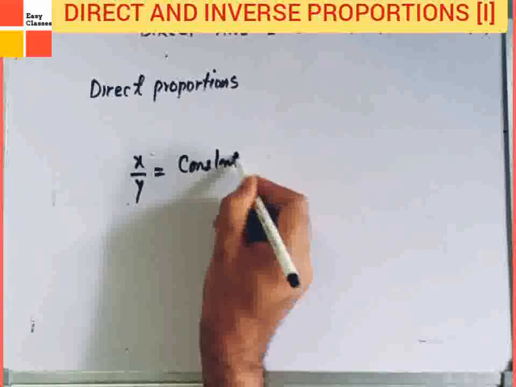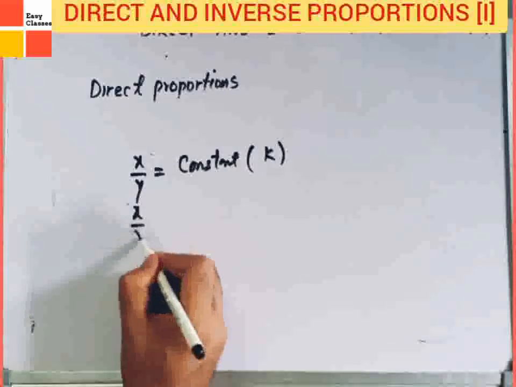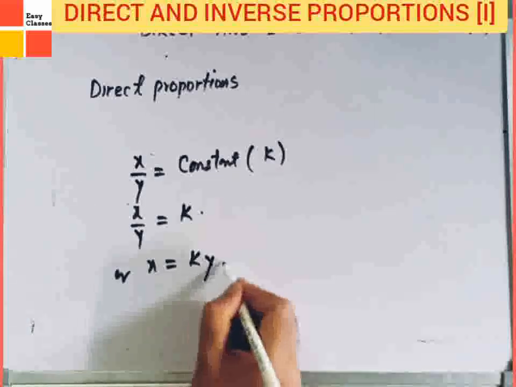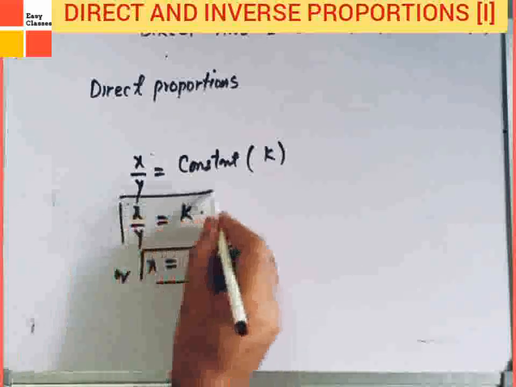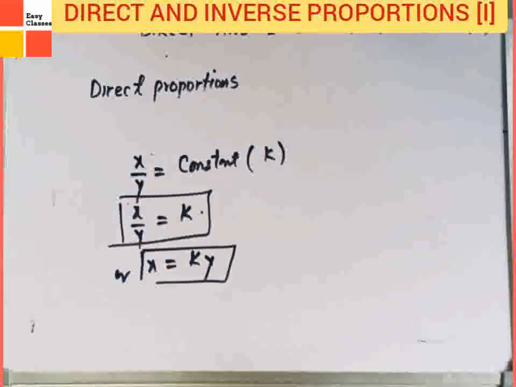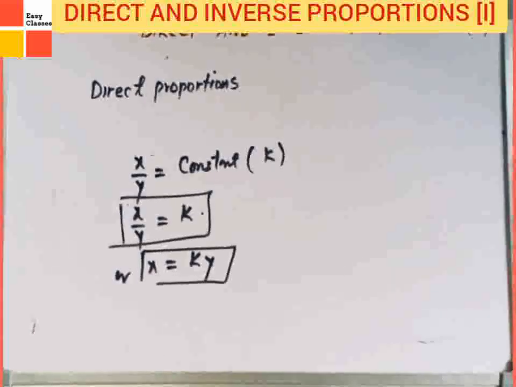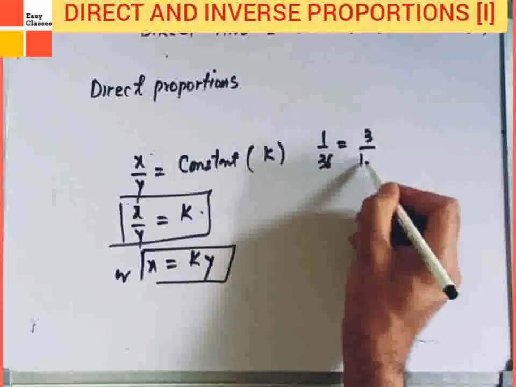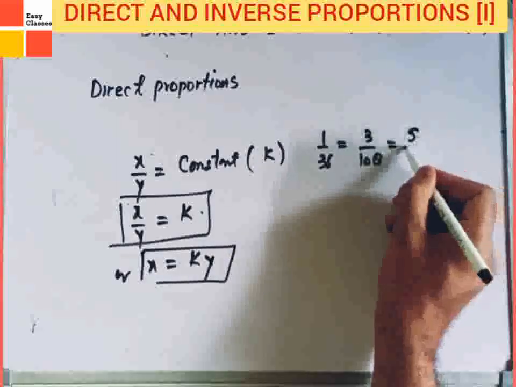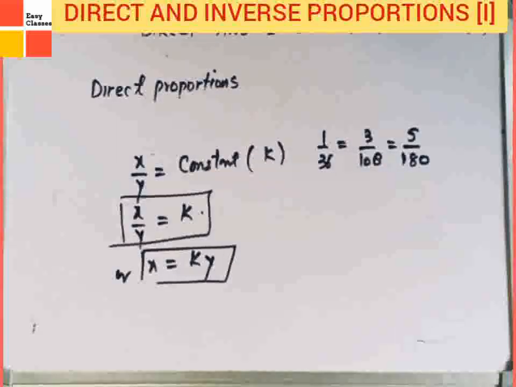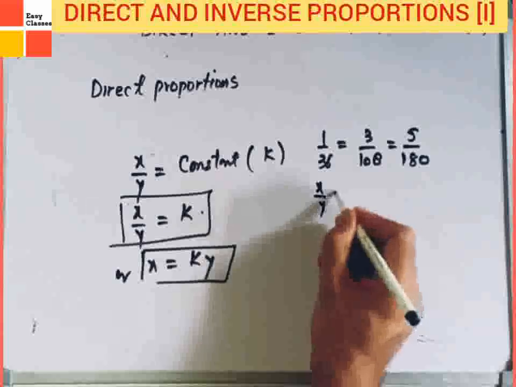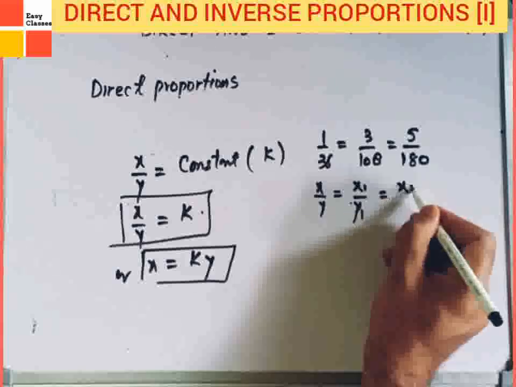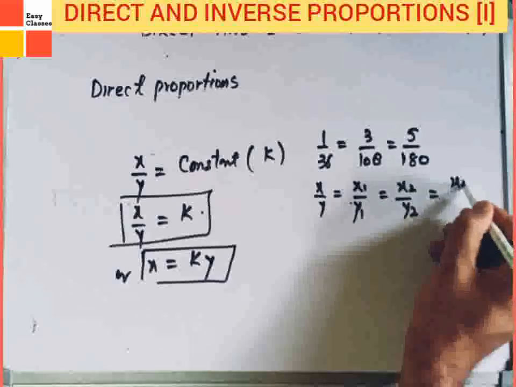Say k. So x by y is always equal to k, or x is equal to ky, right? Okay. So in the previous example, we learned that 1 by 36 is actually equal to 3 divided by 108, which is actually equal to 5 divided by 180, right? So we can say that x by y is always equal to, say for example, this is x1 y1, this is equal to x2 y2, is equal to x3 y3.